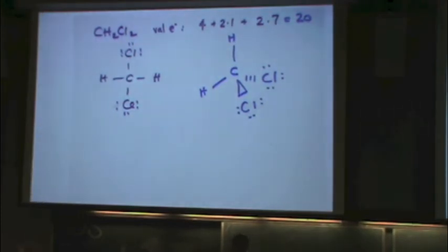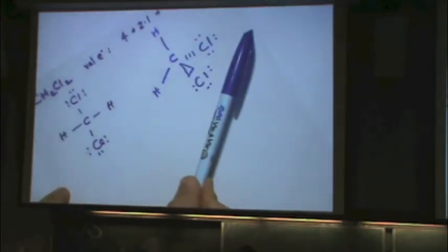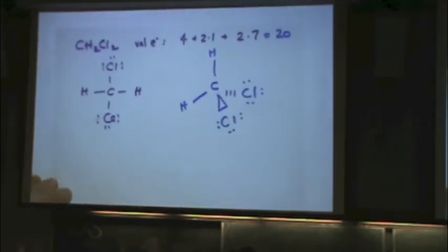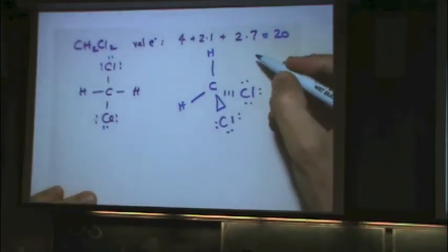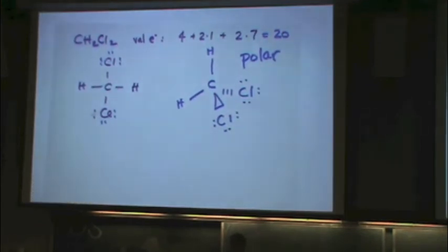Now that I have it tetrahedrally drawn, we can look at the symmetry. Is this symmetric or not? It's not symmetric. For example, you can see that chlorines are on one side, hydrogens are on the other. This is asymmetric, so what would we call it? Polar. Or you would say it has a dipole, or it has a non-zero dipole moment. Okay? So given any compound, you should be able to tell me if it's polar or not.